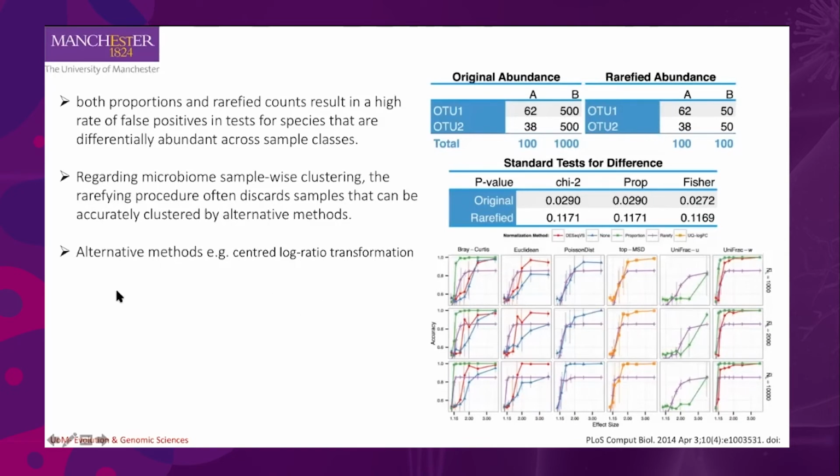Another problem also has to do with the clustering. So the rarefying procedure often discards samples, as we discussed, that can be accurately clustered by alternative methods. So apart from rarefying, we need to look for other alternative methods in order to do normalization of the sequencing data. And this is something we also do in CURE. So in CURE, basically, we have evaluated, I think, four different normalization processes, and we run the same test again and again using different normalization thresholds.